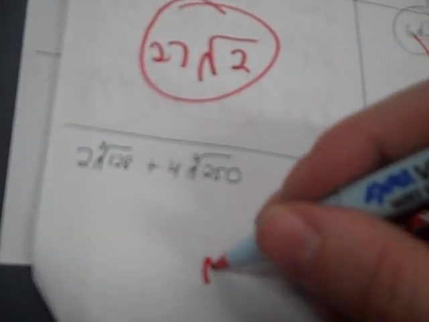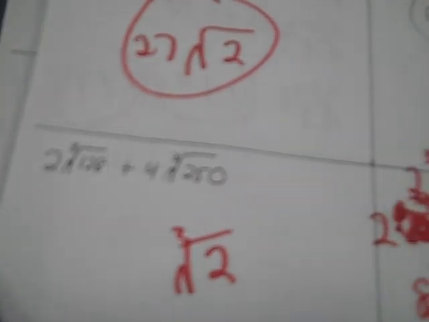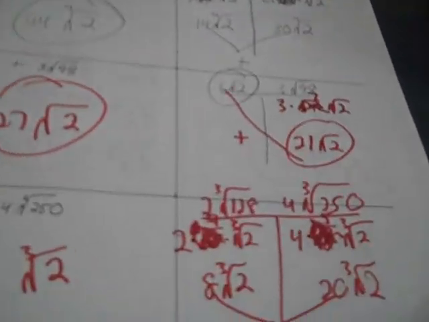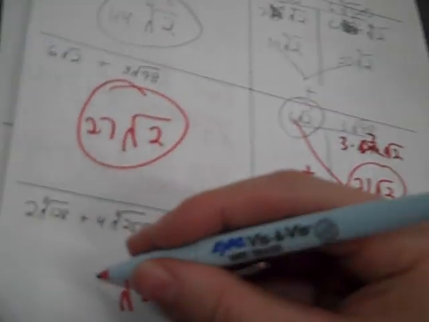Okay, we've accomplished what we wanted to. We got a cubed root with the same number. Don't add the 2s, okay? You got them the same so you can write it down. 8 plus 20 is 28.